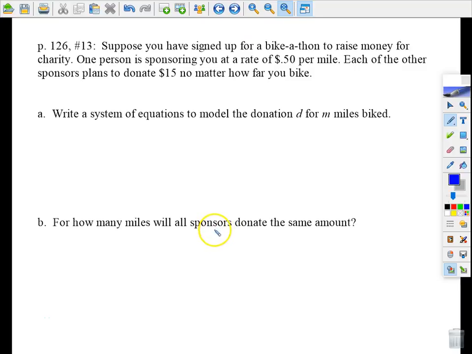Okay, so this is my last one. I want to get you set up on this one and see if you can finish it. You have signed up for a bike-a-thon, and you know how those work. You try to get sponsors. So we're told that one person is going to donate 50 cents per mile. There it is again. A way of describing slope. My slope is 0.5 times a number of miles.